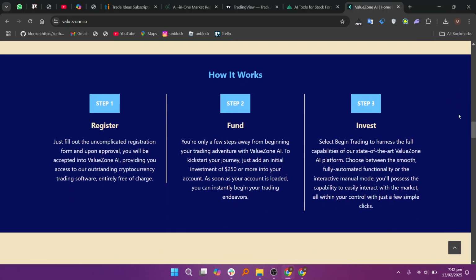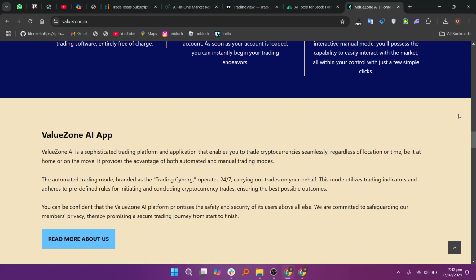These AI bots can help maximize trading success by reducing human error, automating trades, and providing data-driven insights.